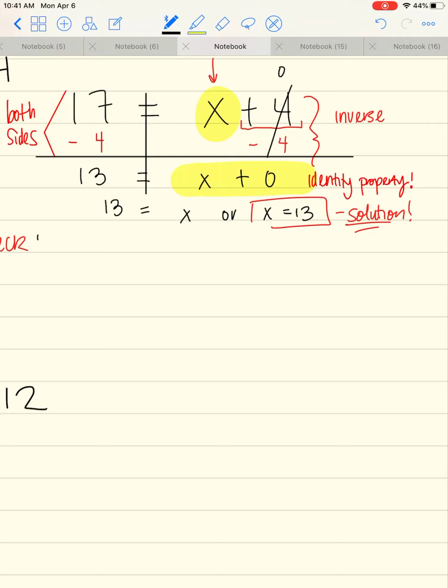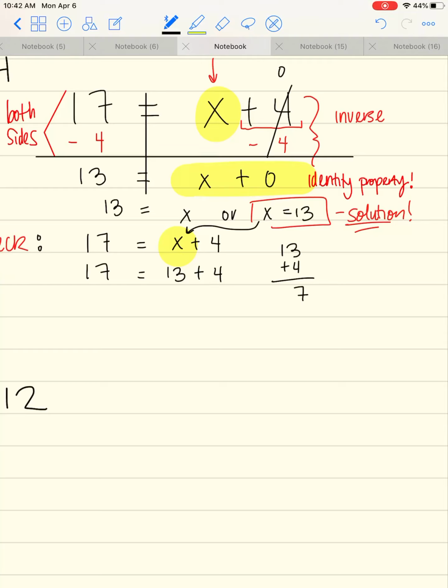So let's go ahead and rewrite our equation first of all. So 17 equals x plus 4. In place of x, I'm going to place 13. So we're substituting x for 13. Now I have 17 is equal to 13 plus 4. Let's add 13 plus 4 real quickly just to double check.